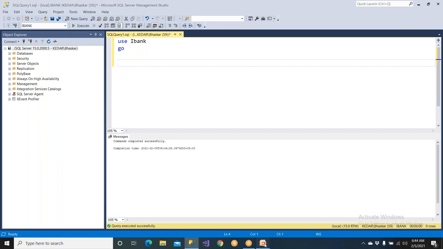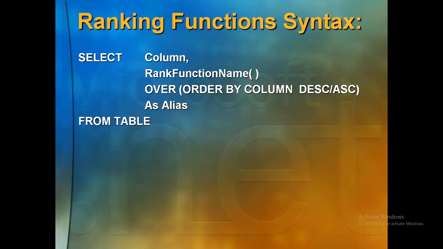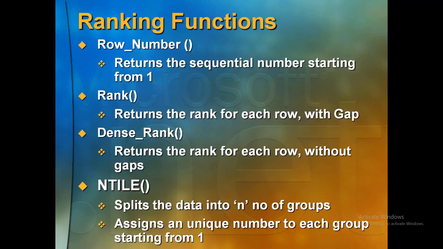Okay, so let us understand what the syntax for ranking is. You can write select columns, or you can also put star. Star means all columns. Then the ranking function name, then we need to write over order by any column from the table, either descending or ascending, as alias, from the table name. So this is how you must write the ranking function syntax.